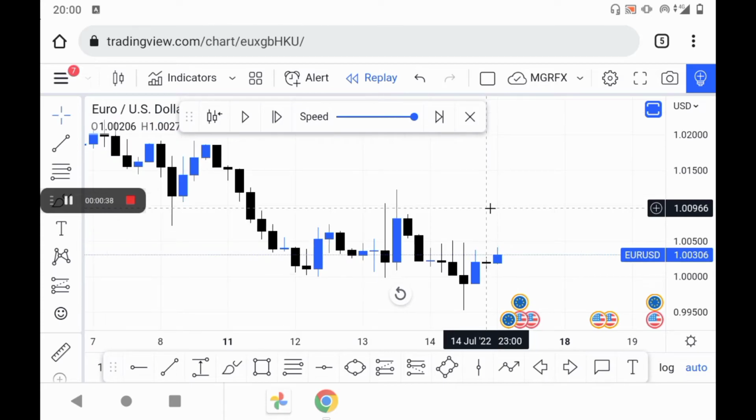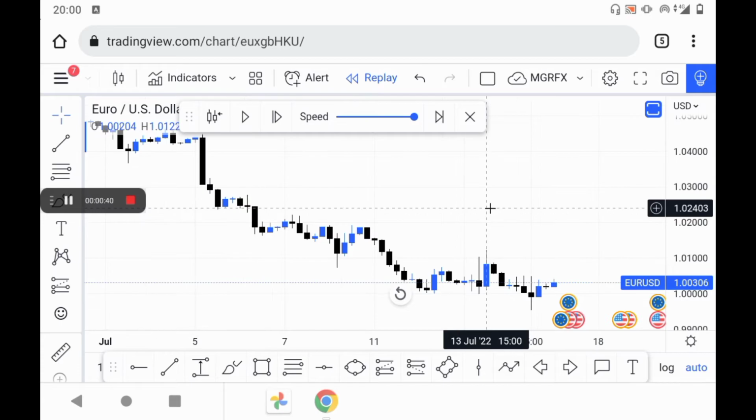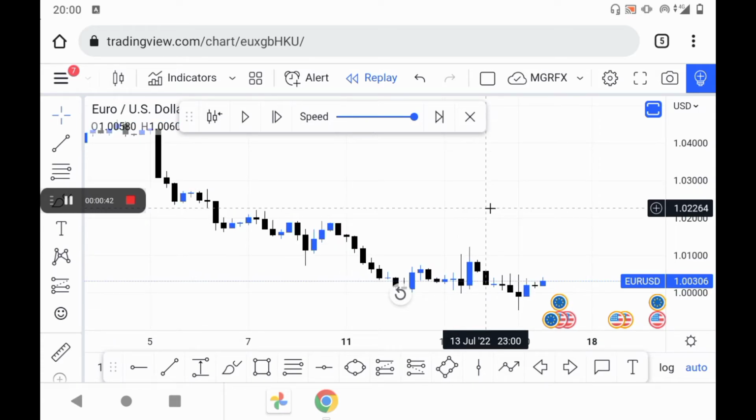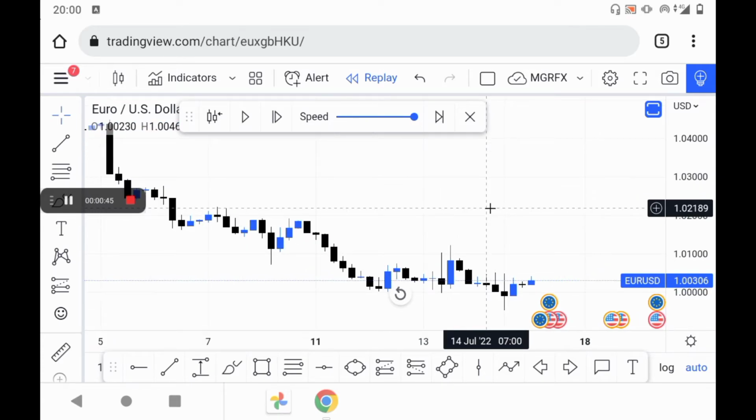So first and foremost, we have to frame the picture. We have to understand what market structure is, what exactly it is, and how we are going to use this to our advantage to generate the bias, generate our direction, and from there take it down to the lower time frames and get a lovely entry to take our position.